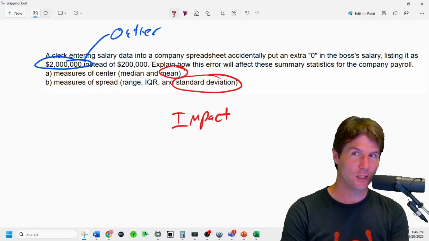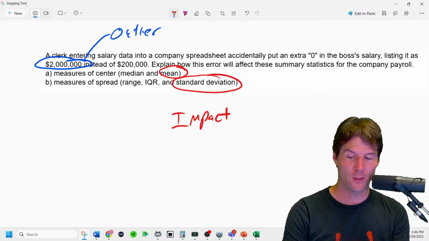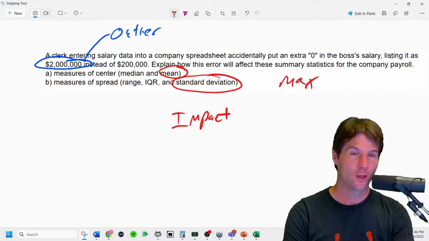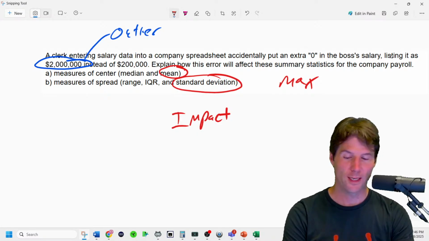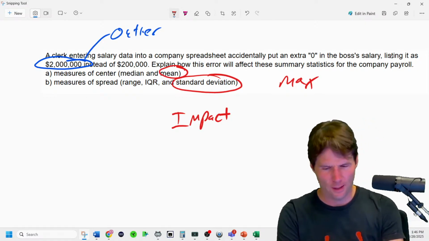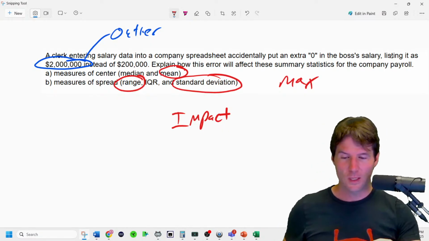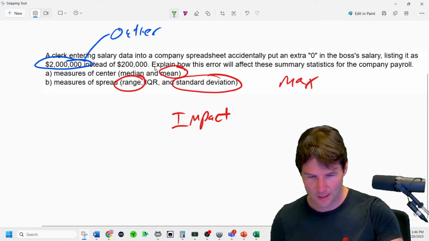Would the range, because the boss is going to have an extreme high value, would the range be impacted by outliers? Yes or no in the chat. Would the range be impacted by outliers? Oh, yeah, because the extreme values change it. So the median and the IQR are the only ones not impacted.